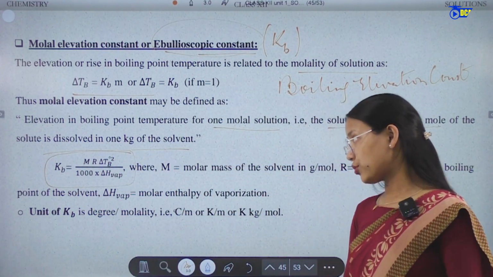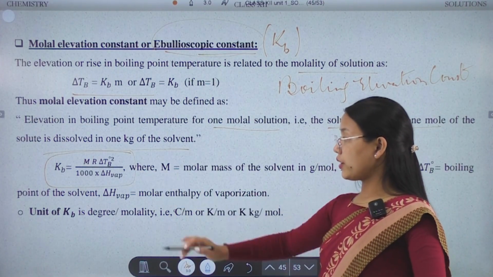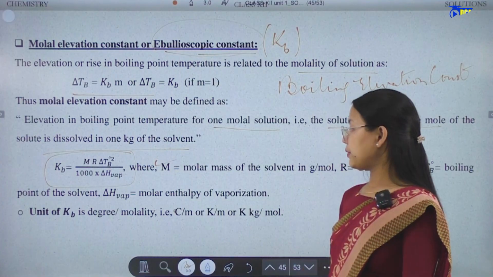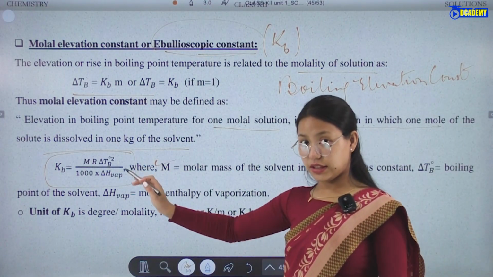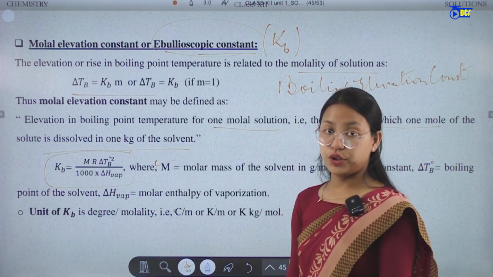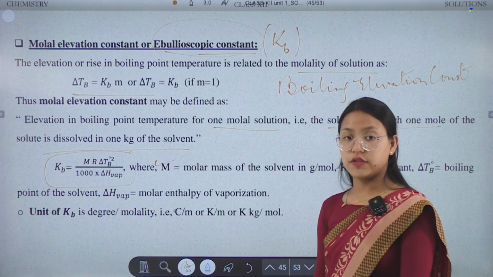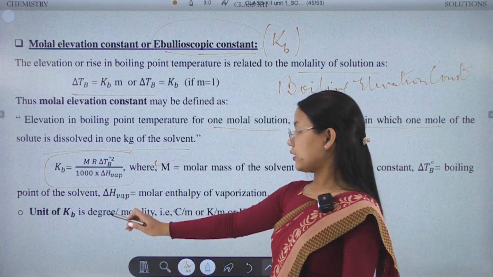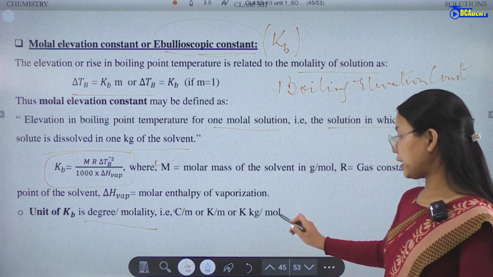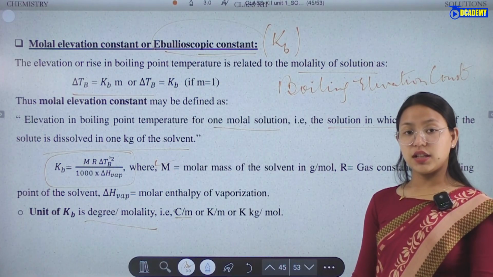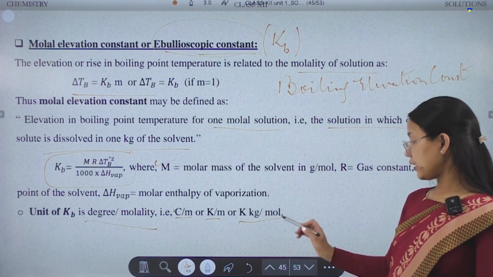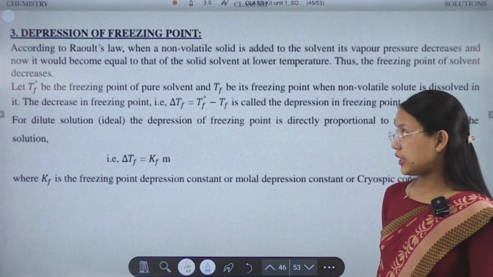KB can be calculated as KB equal to R M T0 square divided by 1000 into delta H of vaporization, where M is the molar mass, R is the real gas constant, and T0 is the boiling point temperature of the pure solvent. The unit of KB is degree per molality, that is degree Celsius per molal, or Kelvin kg per mole. So for today let's stop here.